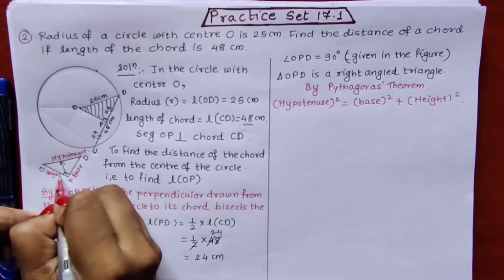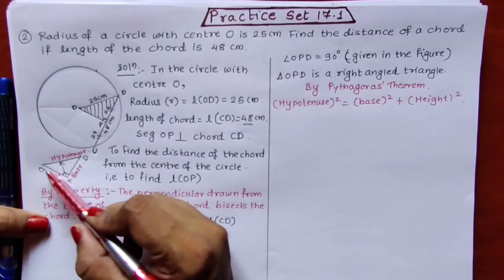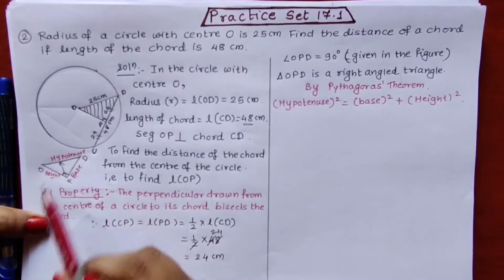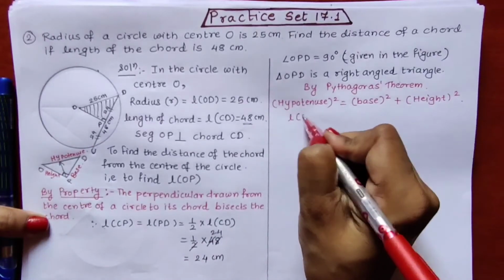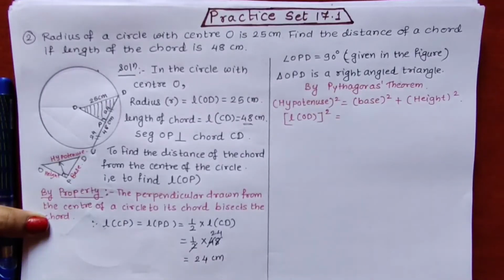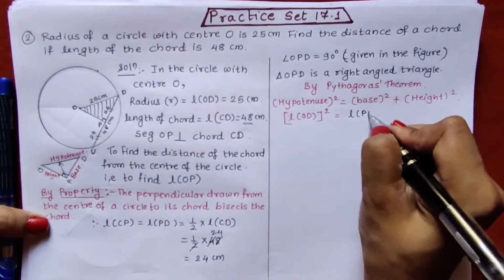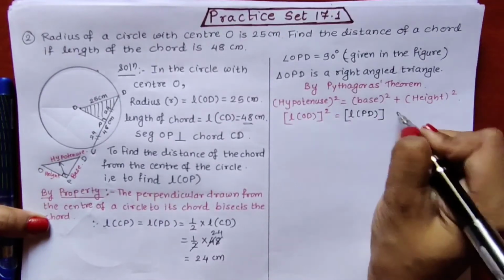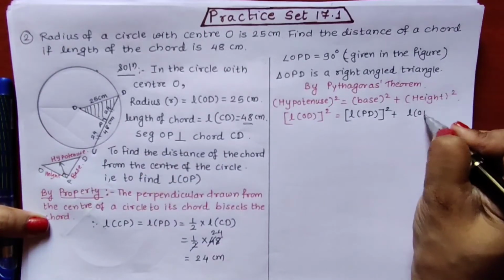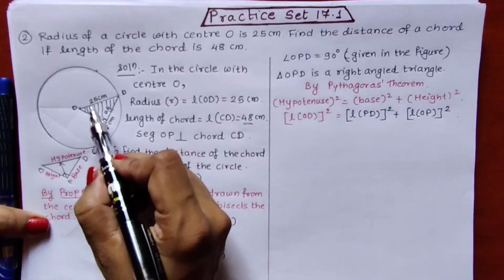We all know any one side can be taken as base and the other side will be height. These two sides form the right angle: side OP and side PD are the sides forming the right angle, and OD is the hypotenuse. So I will write: length OD square is equal to base, which we can take as PD, so length PD square, plus height, which we can take as length OP, so length OP square.